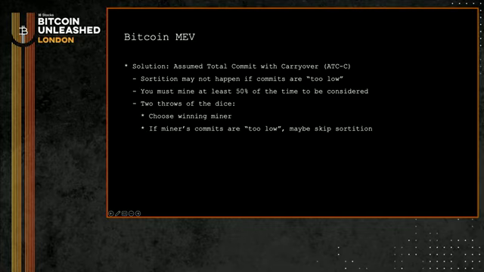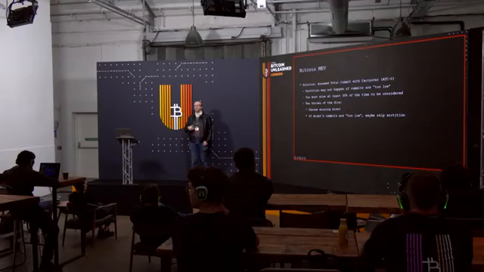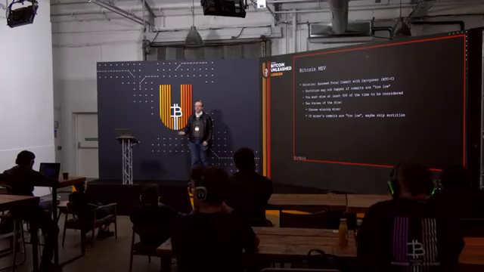The goal we're going for here is you have to mine at least 50% of the time at 50% of the total mining power if you want to have your guaranteed MEV behavior, which really forces the likes of F2Pool to behave much more like an honest miner. So instead of there being one throw of the dice to pick who the next winner is going to be, there'll be two throws. The first is to choose the winning miner. And the second is, if the commit value of that block is too low, we throw another roll of the dice to see whether or not a sortition even happens. And that's a function of how much you paid versus how much the past 10 blocks have paid in the median.